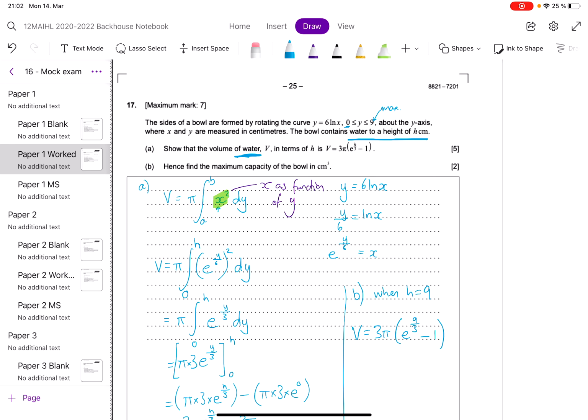Yeah, so that's the end of paper 1. Do make sure you go through and do your corrections. It is a very valuable part of the learning process.